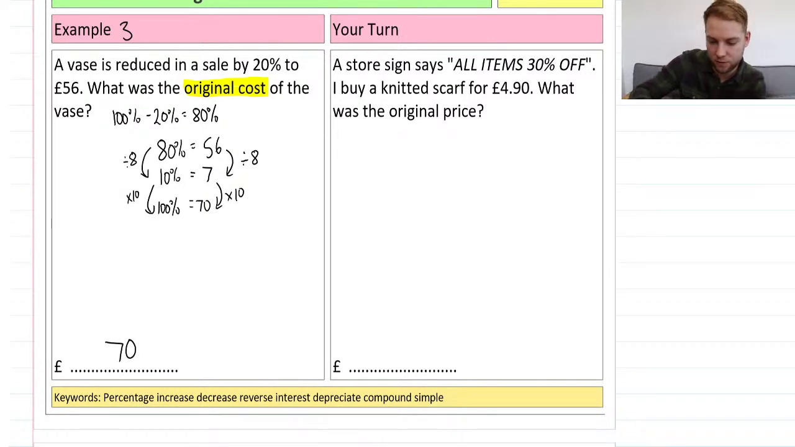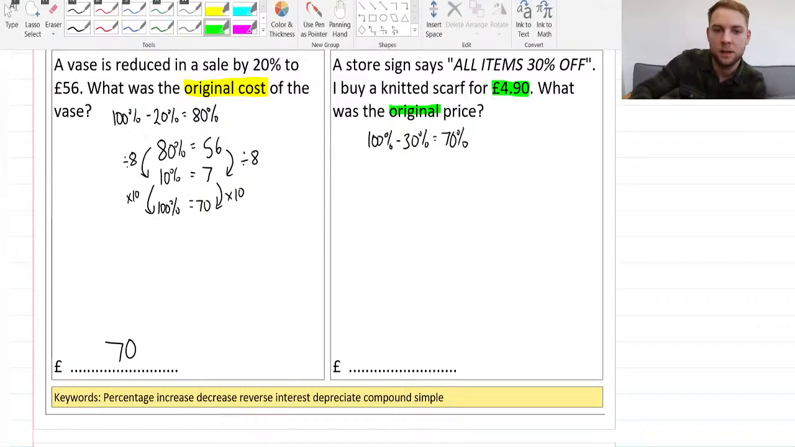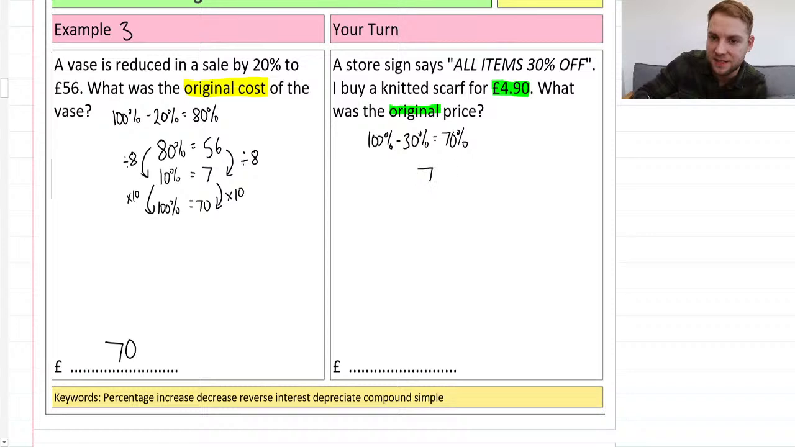Let's have a look at it. So here with this one, 30% off. So my original amount was 100%. I've had a reduction of 30%, which is equal to 70%. So my starting point, this here, look, they're trying to find the original amount. That's important. And this here represents the new amount, doesn't it? So I'm going to start off with 70% is equal to £4.90.